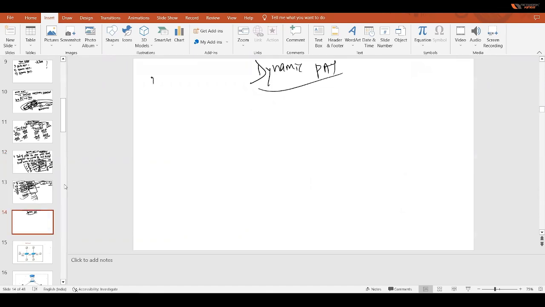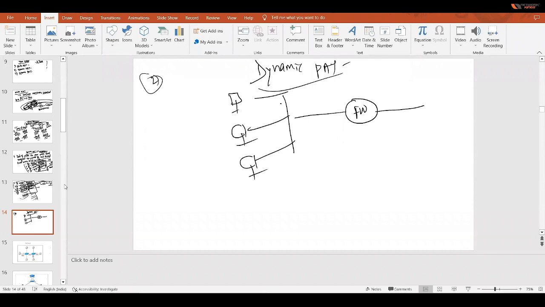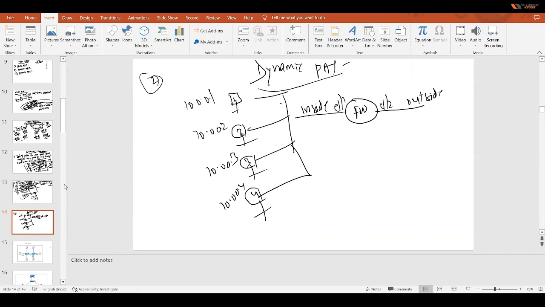In dynamic PAT, there are 2 scenarios. I'm going to explain the first scenario. This is a very important NAT. We have one LAN, a complete LAN, and we have multiple PCs. I'm taking the example of 10.0.0.1, 10.0.0.2, 10.0.0.3, 10.0.0.4. These are the PC names. This is my inside zone. This is E1/1, this is E1/2, and this is my outside zone, the internet.